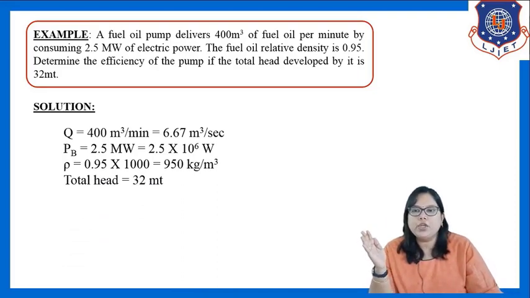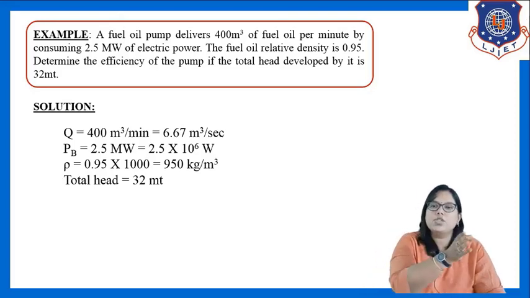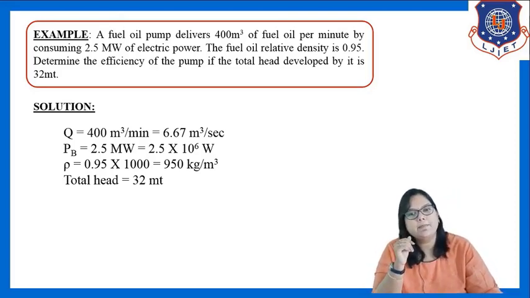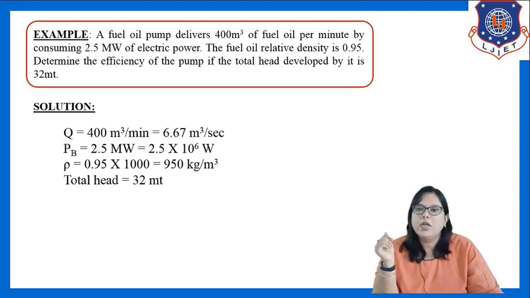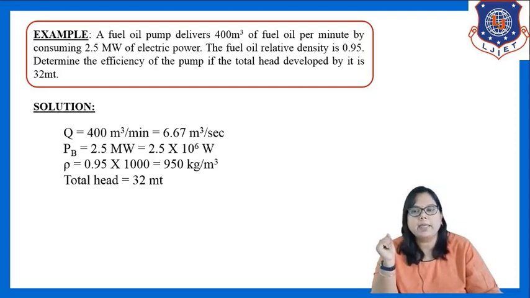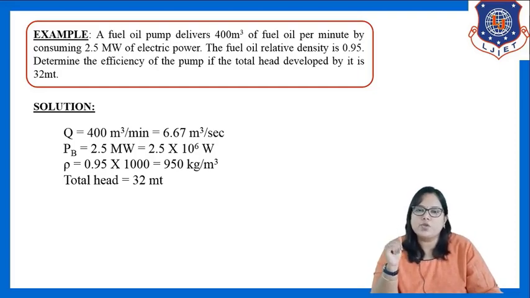So in solution, first we have to list out the data. Capital Q we use to describe the volumetric flow rate. So capital Q is equal to 400 meter cube per minute, which is equal to 6.67 meter cube per second. We just divide by 60 to convert minute into second. P_B, which is the power required to transfer this fuel oil, is given as 2.5 megawatt, which is equal to 2.5 into 10 raised to 6 watt.